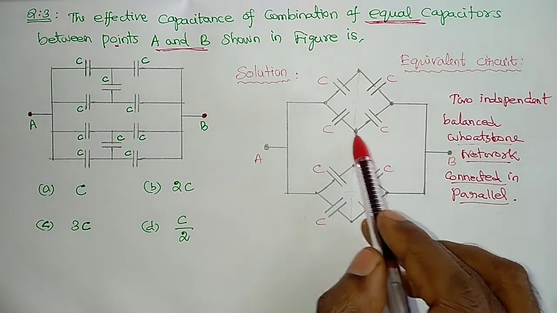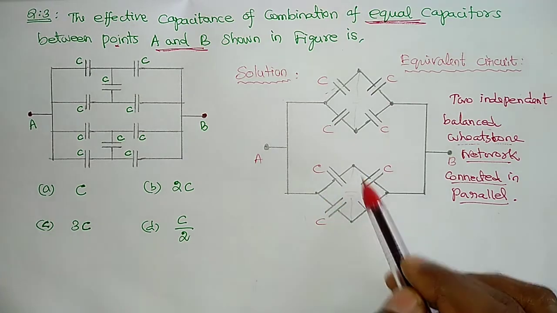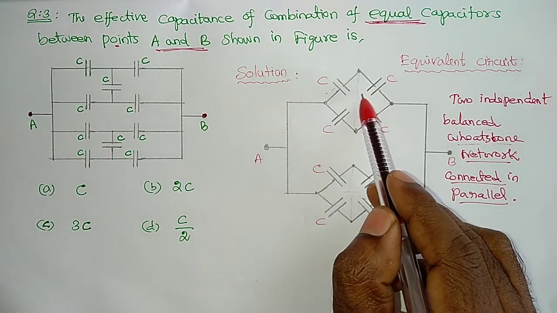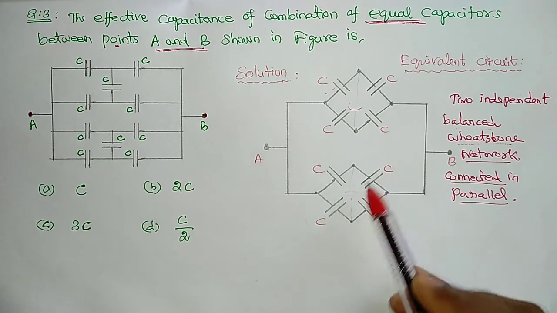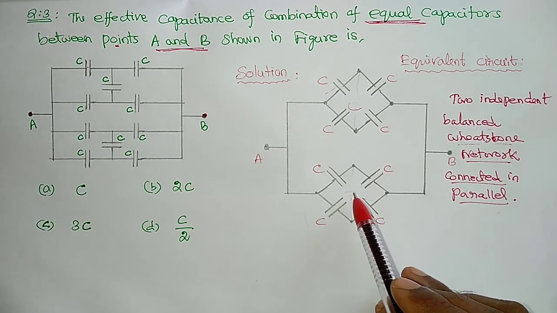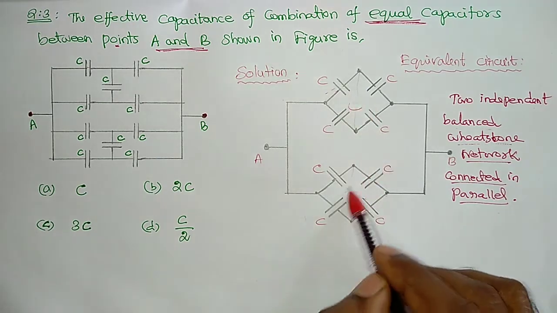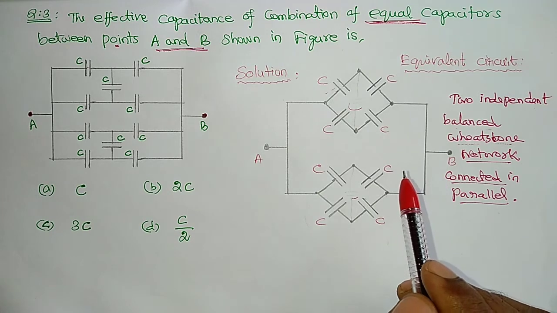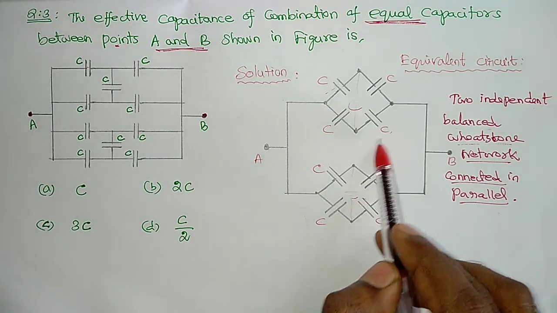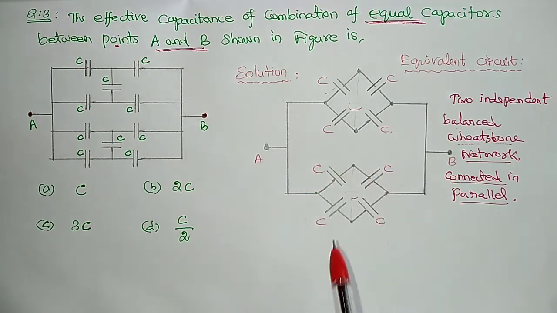We know the Wheatstone network. This is one Wheatstone network, and this is another Wheatstone network. The middle capacitor will not have any effect in the Wheatstone network. You remember this from the plus 2 second chapter. This capacitance or resistance will not have any impact on the Wheatstone network according to the balanced condition. So we are going to calculate the net capacitance of this combination and this combination.